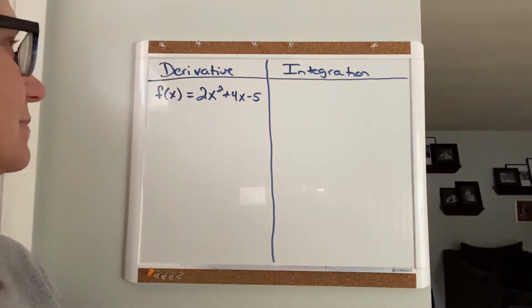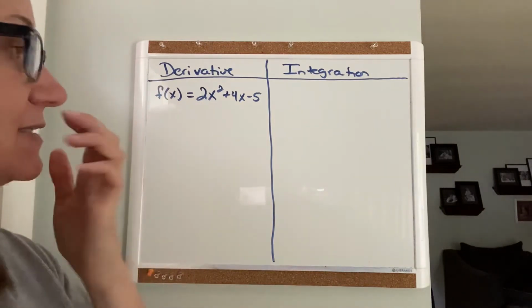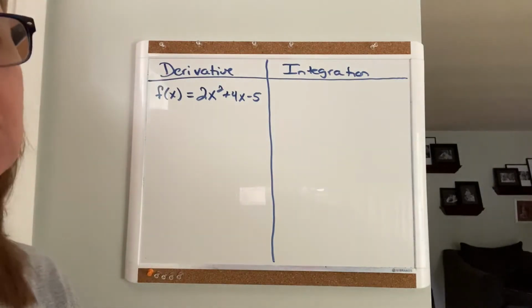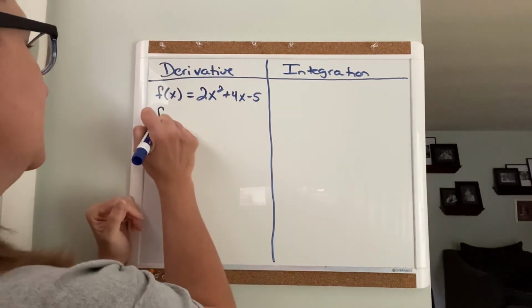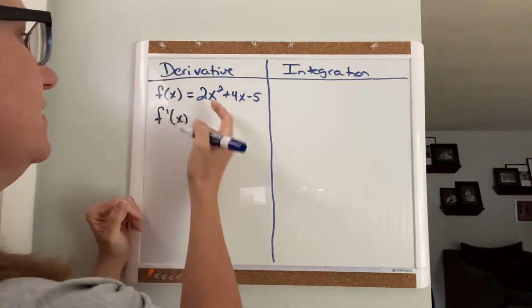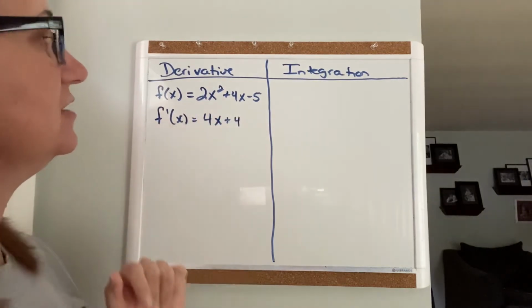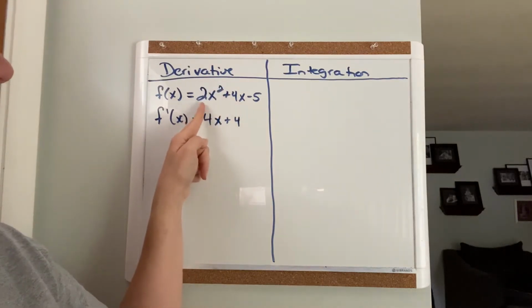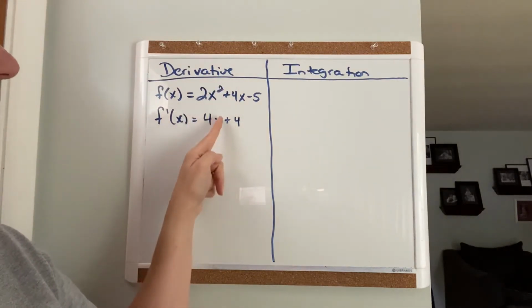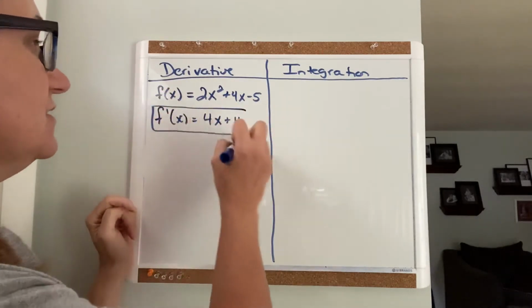Again, we're keeping it simple. So if I gave you the function 2x squared plus 4x minus 5 and asked you to find the first derivative, you know how to do that using the power rule. So the first derivative would be 4x plus 4, because you know you have to multiply the exponent by the coefficient and then subtract 1 from the exponent. And that's your answer.